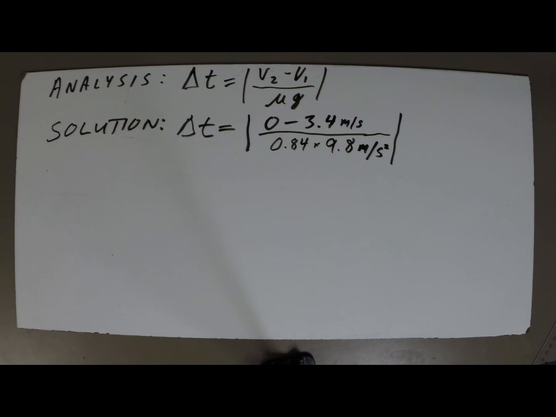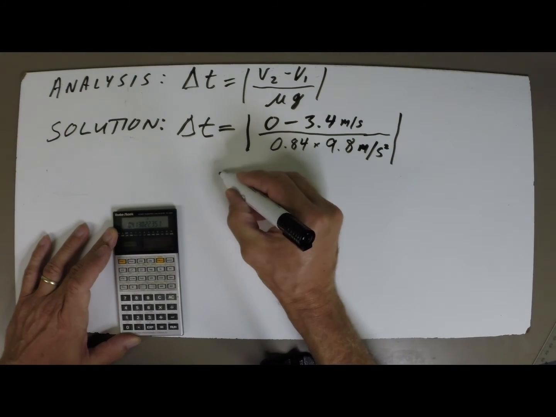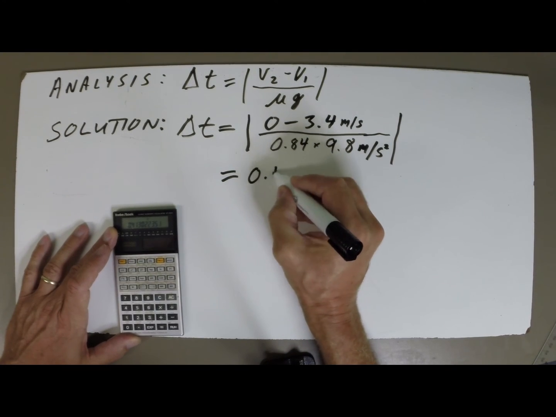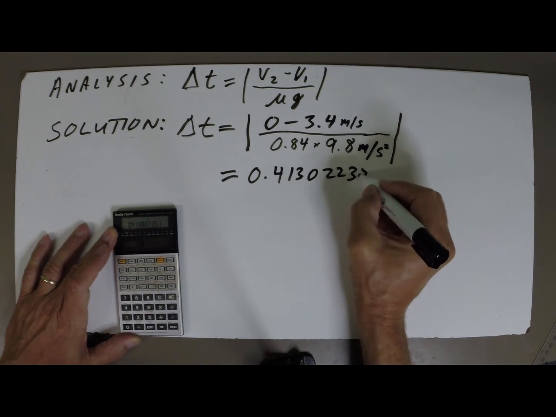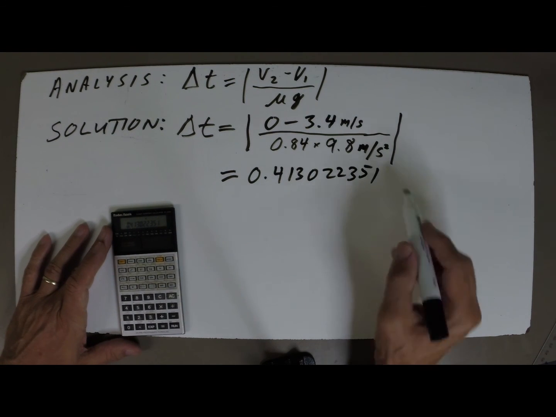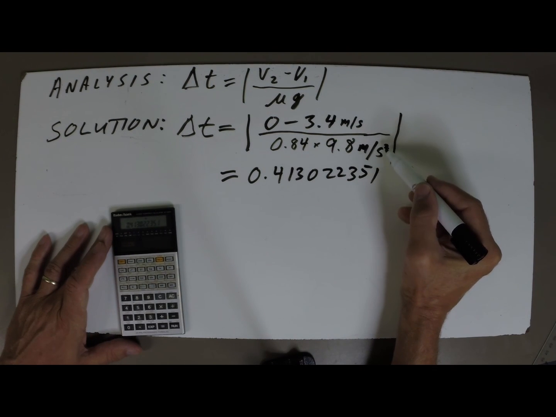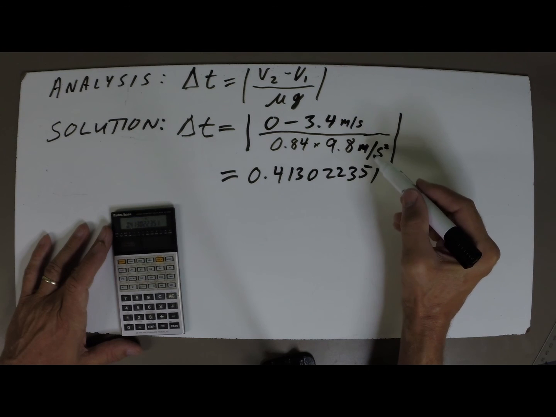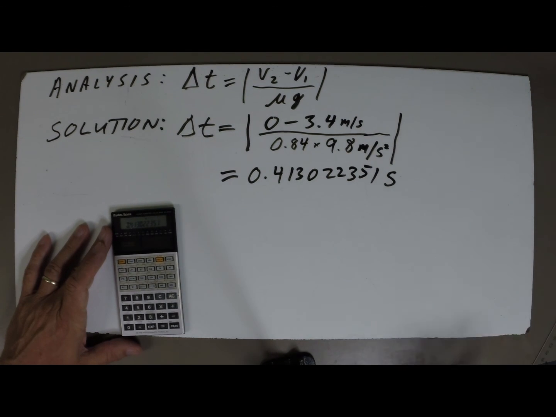Now we get out our calculator and actually do the calculation, and that gives us 0.4130222351 on our calculator. For the units, we have meters per second divided by meters per second squared. Invert and multiply by this. The meters will cancel, one of the seconds will cancel, and we'll be left over with seconds as our units.